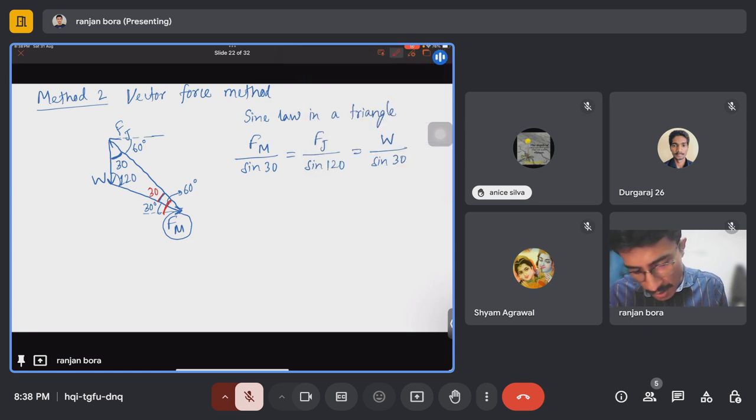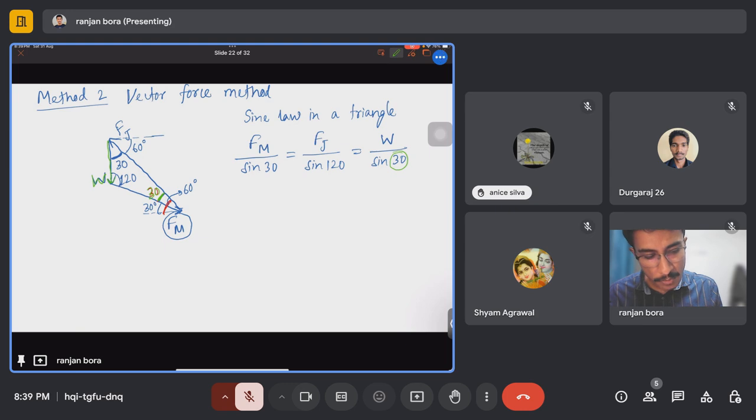See, this is W, right? This vertically downward component is W. And what is the opposite angle to the W? This is 30. So we have considered W by sine 30. This 30 is the angle between the other two forces. If we consider W, then the other two forces are Fj and Fm, and the angle between Fj and Fm is this angle, 30 degrees. That's why we have taken 30 here.